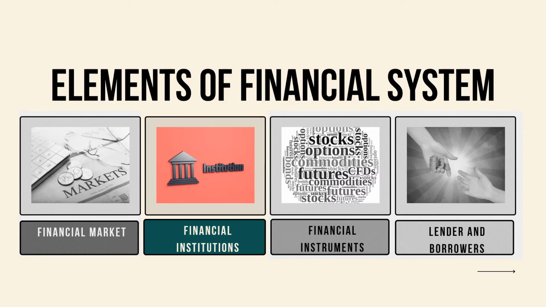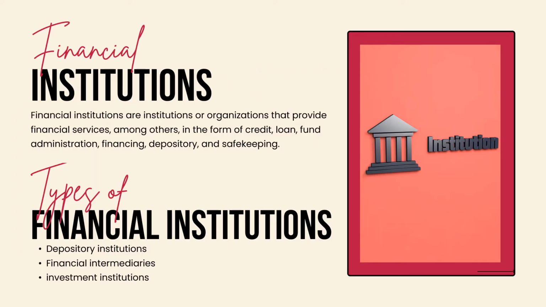The next element of the financial system is financial institutions. Financial institutions are institutions or organizations that provide financial services, among others, in the form of loan, credit, fund administration, financing, depository, and safekeeping. Financial institutions, based on the financial services provided, are generally classified as follows. First, depository institutions. Second, financial intermediaries. And third is investment institutions.